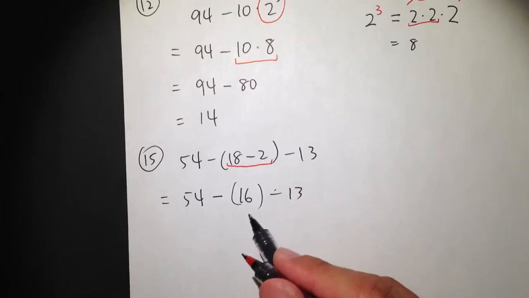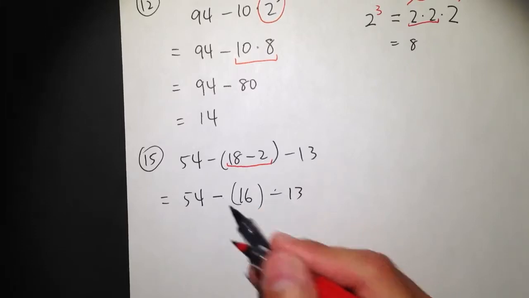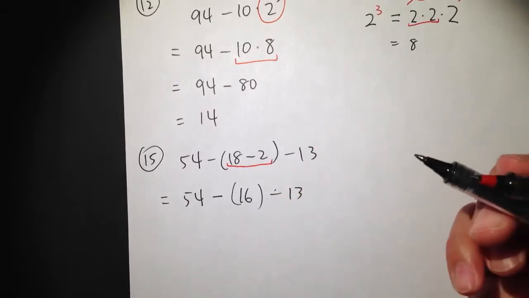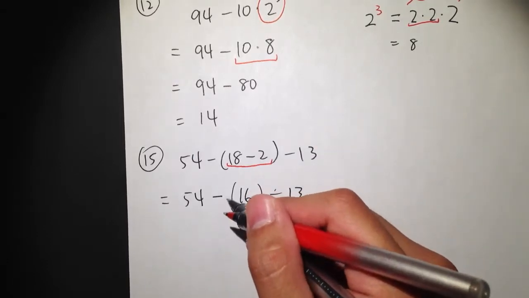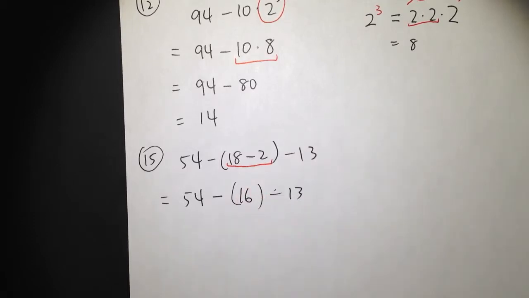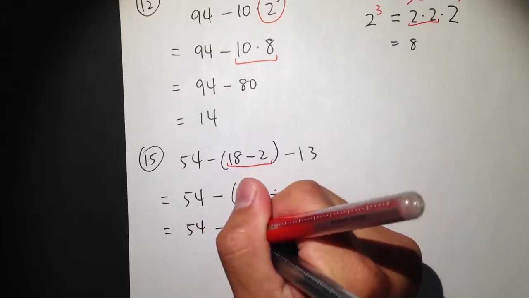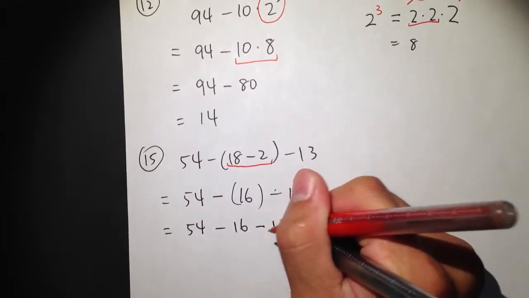It only matters when you have, let's say, a 3 in front of the parentheses. Then you will have to multiply 3 and 16. But since there's nothing in front, we can just get rid of the parentheses. So we can look at this as 54 minus 16 minus 13.